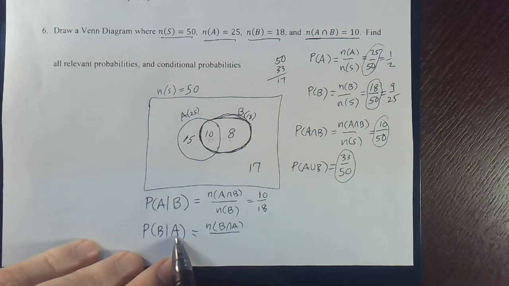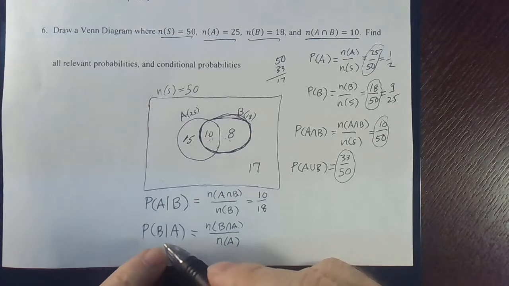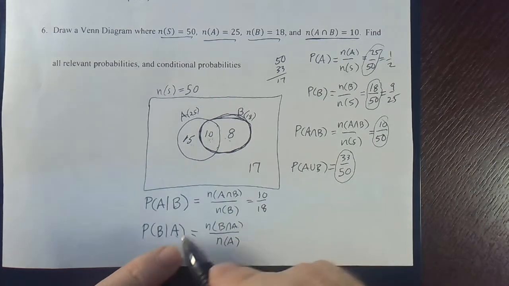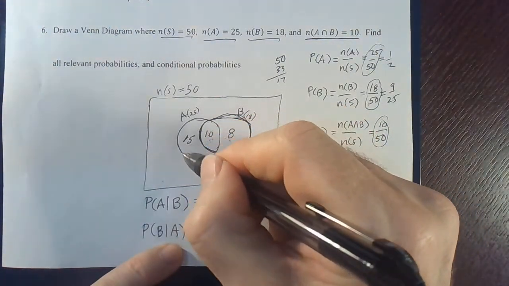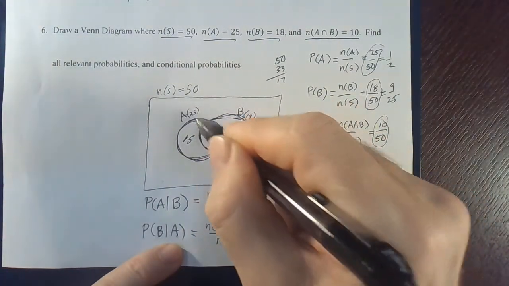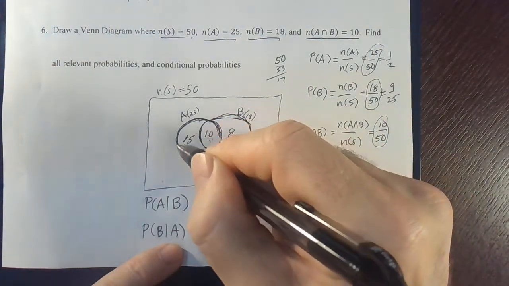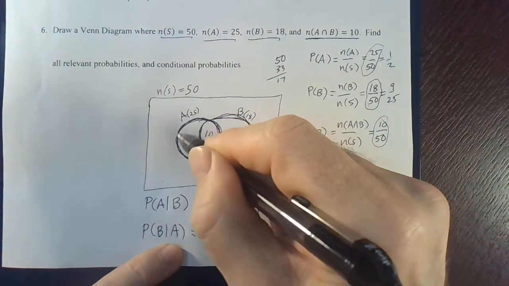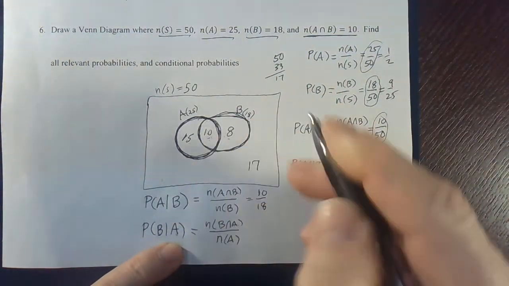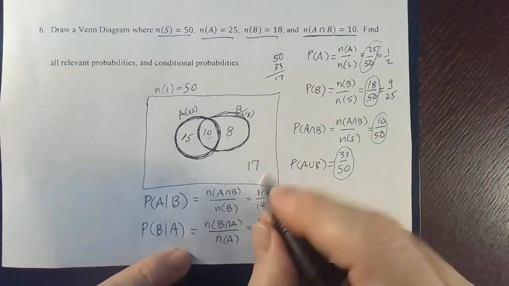Over, though, the denominator is going to be the number of elements in A. So the probability that B occurred, the probability that we're in the B circle, given that the event A occurred, we have 25 possible outcomes. How many of the possible outcomes in this circle live in the B circle? Those 10. The 10 are in both circles. So this is going to be 10 over the number of elements in the circle A, which is 25.